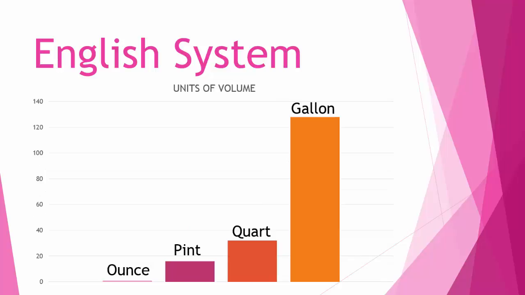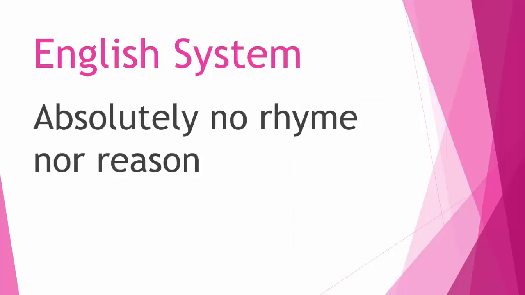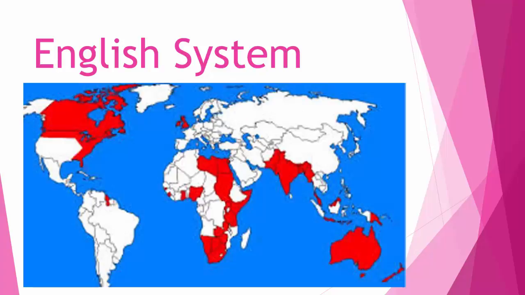You look at volume, you've got an ounce, but 16 ounces makes 1 pint, 2 pints makes 1 quart, but 4 quarts makes a gallon. The quarts make sense because a quart is a quarter of a gallon, but everything else, no rhyme or reason. So why do we use it? Because when England ruled the waves and the English Empire was the largest in the world, as you can see here in the red area, the English system was spread around the world. It became the units for world commerce.